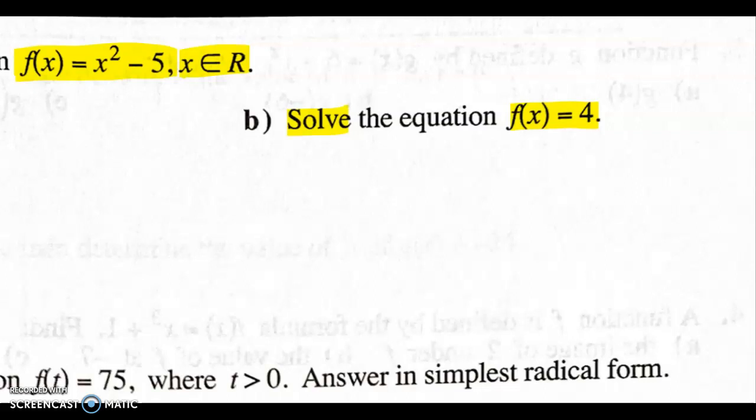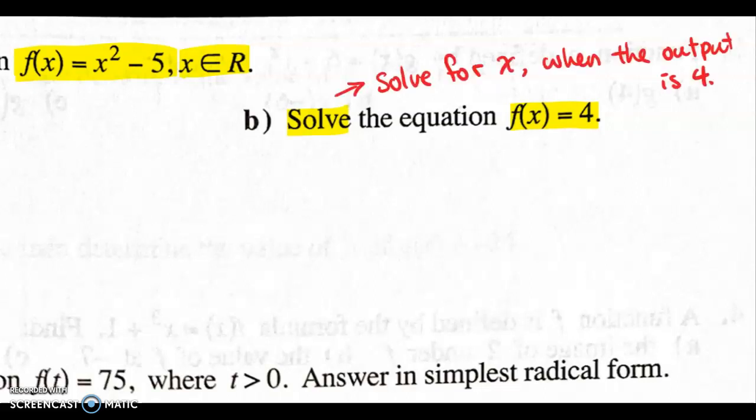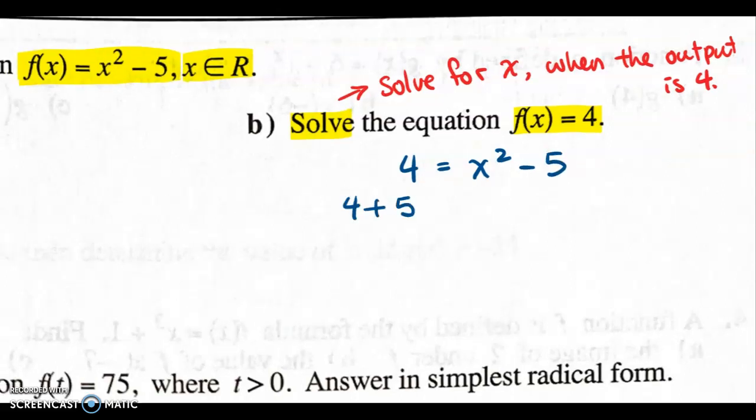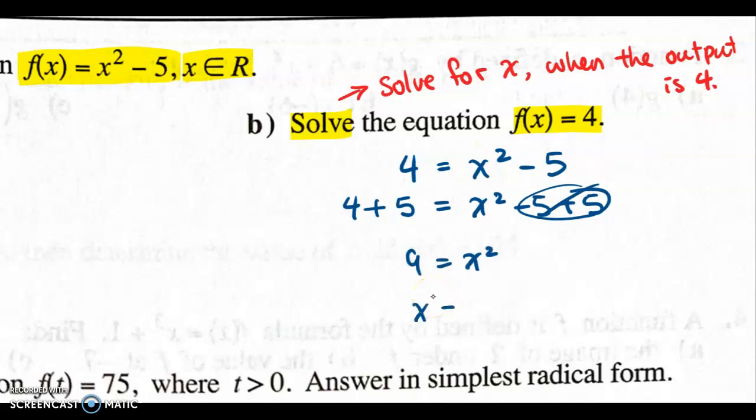That means I actually need to find out what the value of x is. I have an output, now I'm going to find the input. So let's write out our equation. Output of 4 is equal to x squared minus 5. Using our inverse operations, we have 4 plus 5 on this side, and x squared minus 5 plus 5 on the other side as well. 9 is equal to x squared. That means x is equal to square root of 9.